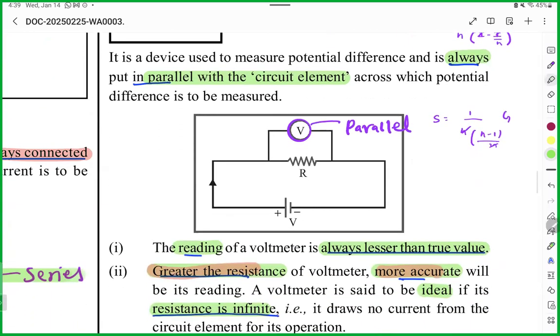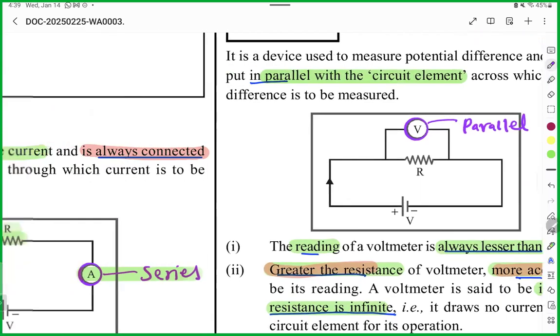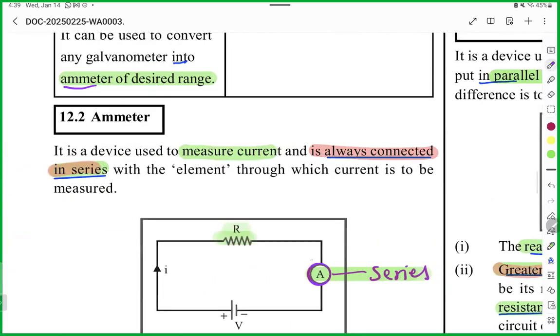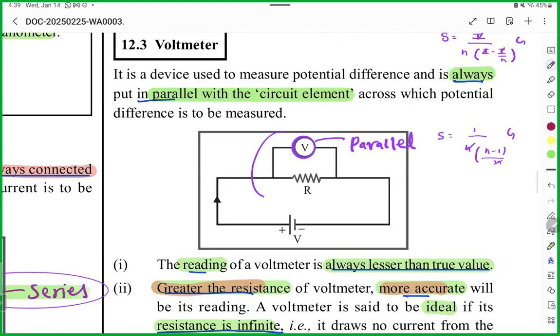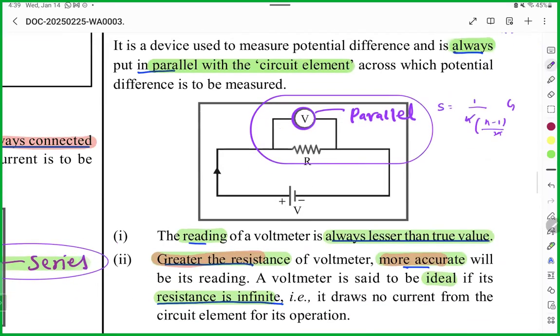A voltmeter is connected in parallel to the circuit element. Ammeter in series with the system. Voltmeter in parallel to the system.